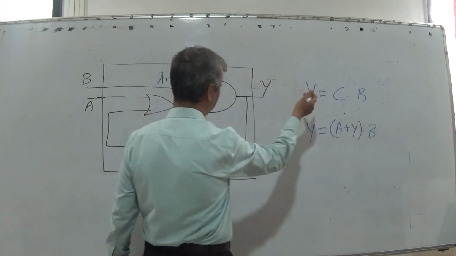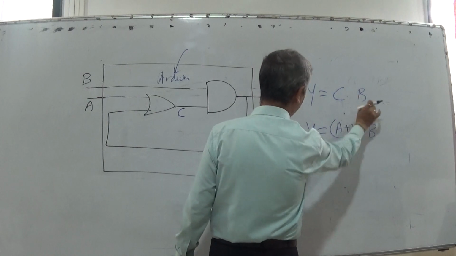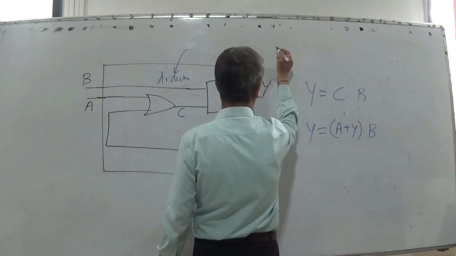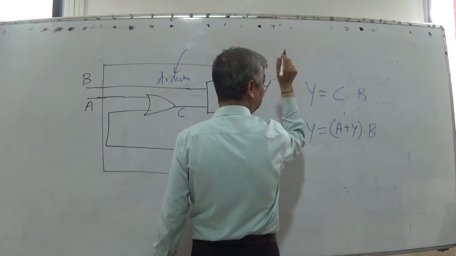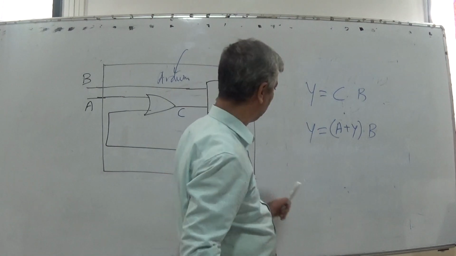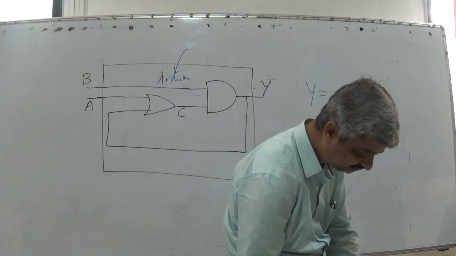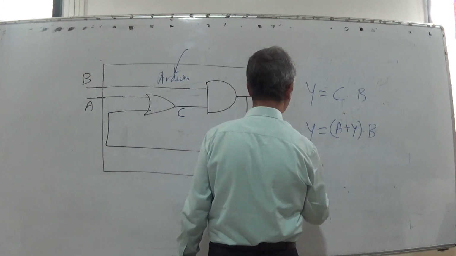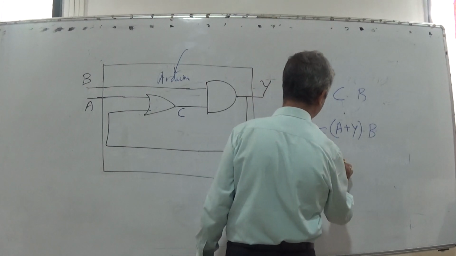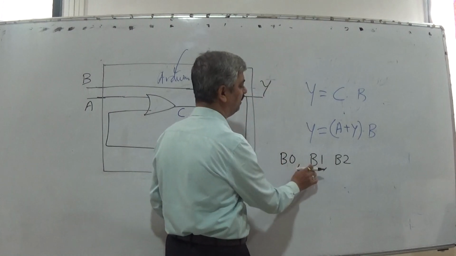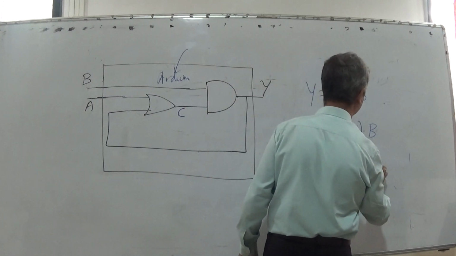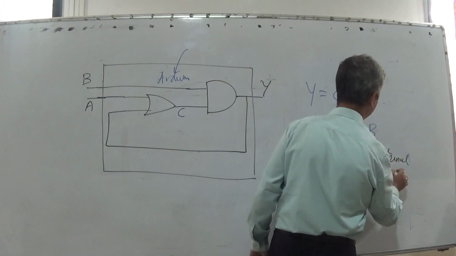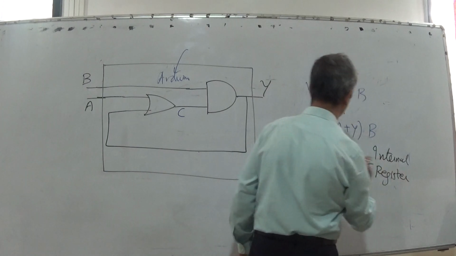So Y equal to C into B, where C is A plus Y into B. What should we reserve? Three bits inside the microcontroller. Three internal bits are to be reserved to implement this logic. These are just names given: B0, B1 and B2 are the internal register bits of the microcontroller. The internal register can be 8-bit, and its individual bits are addressable.